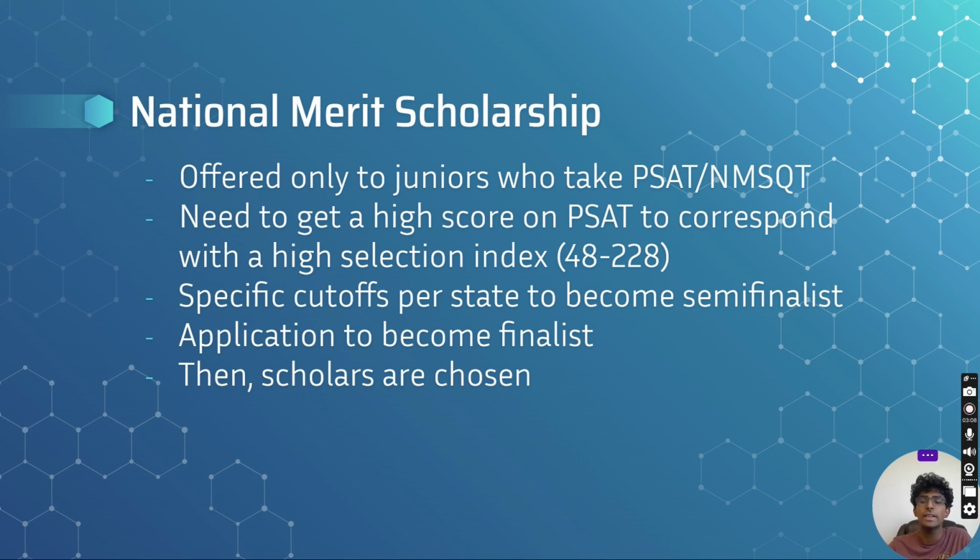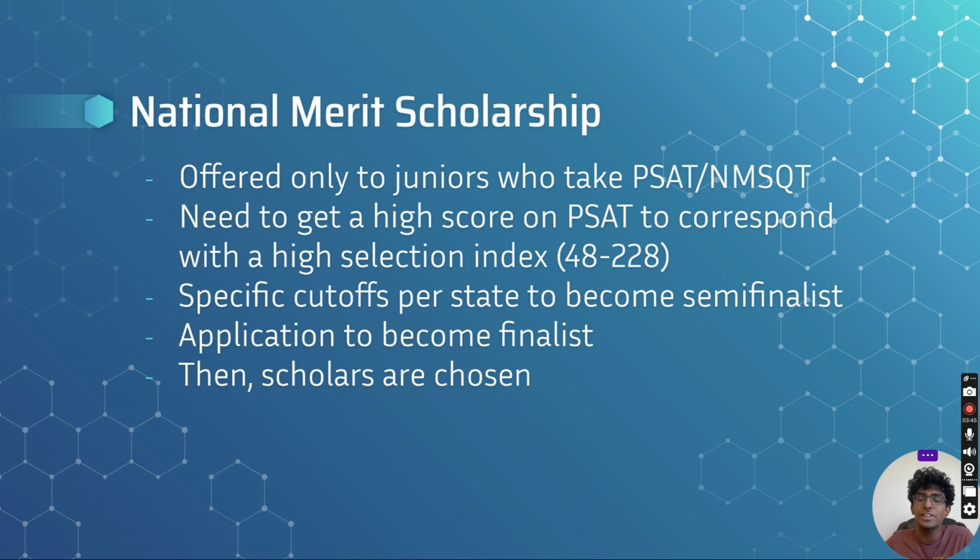You can just search up online semifinalist cutoffs for national merit for the upcoming class, and you'll be able to see for your class what are the cutoffs for each state. So about 16,000 students become semifinalists, and I believe 34,000 become commended, which means they are above the national commended index. So if you're above that index but below your semifinalist index for your particular state, you'll get a commended letter. But if you're a semifinalist, 16,000 of those every year, you have to do an application to become a finalist.